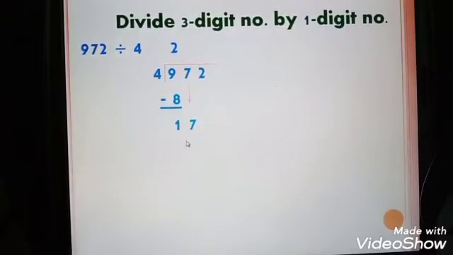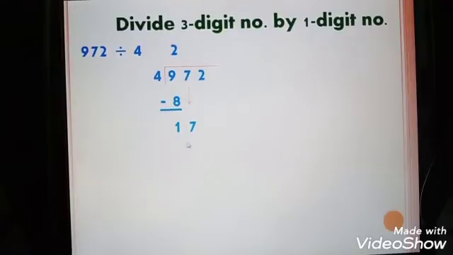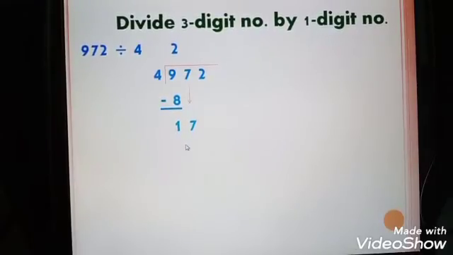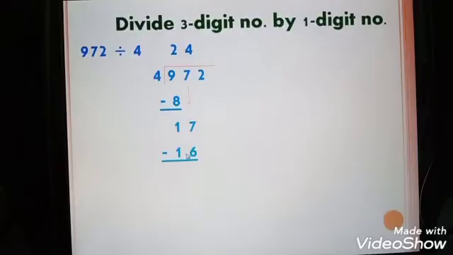You can't take 4 1 or 4 2 are 8 because they are smaller numbers. You have to take the number which comes just before 17. So, that is 16. 4 4 are 16. So, we will take 4 4 are 16. 4 will be written here and 16 will be written under 17.